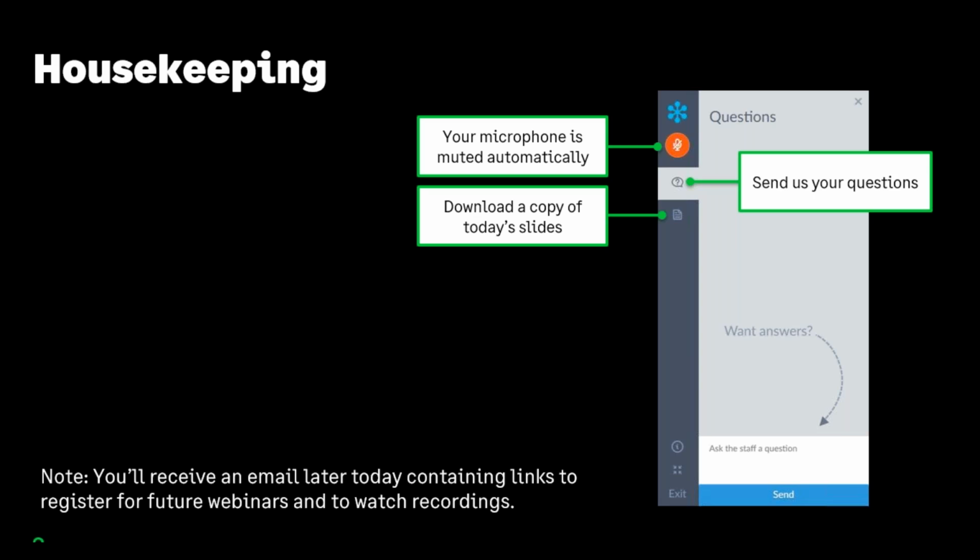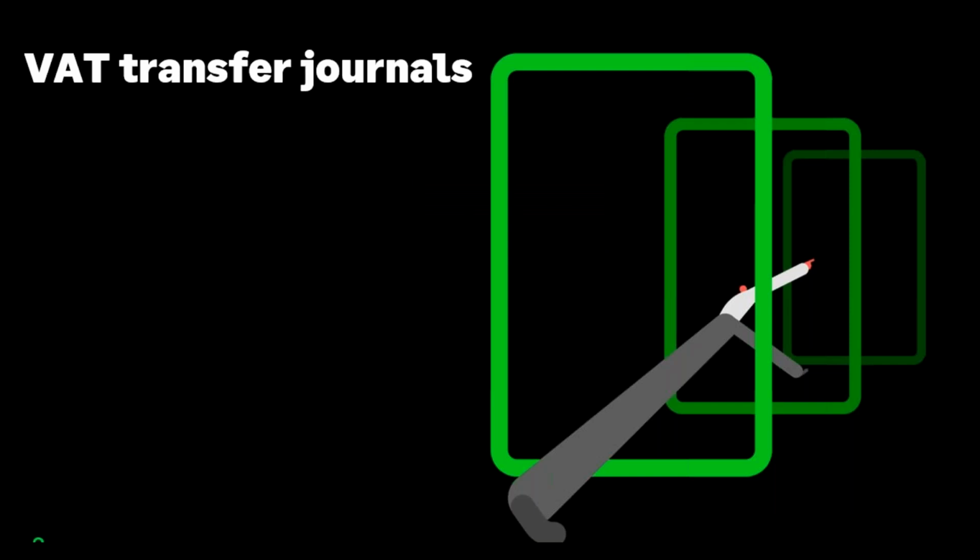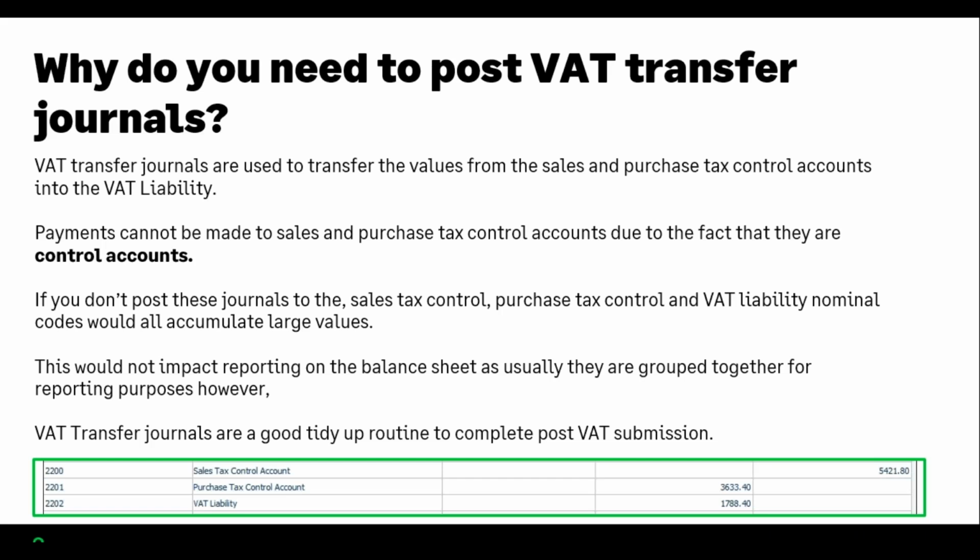So without further ado, let's move straight into it. VAT transfer journals. So why do you need to post VAT transfer journals? Now, these are used to transfer the values from the sales and the purchase tax control accounts into the VAT liability account or nominal codes. So that's why we need them essentially, to make sure that all the values are in the correct place. We're basically moving 2 nominal code balances into one, the VAT liability.